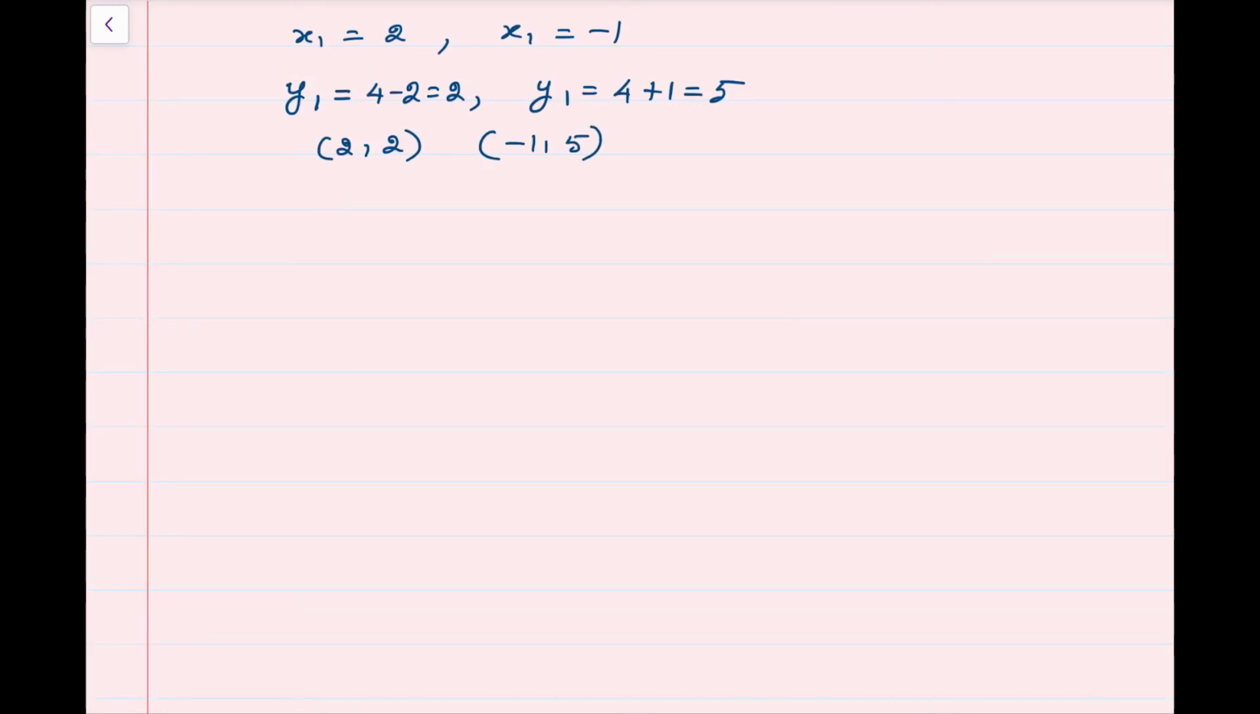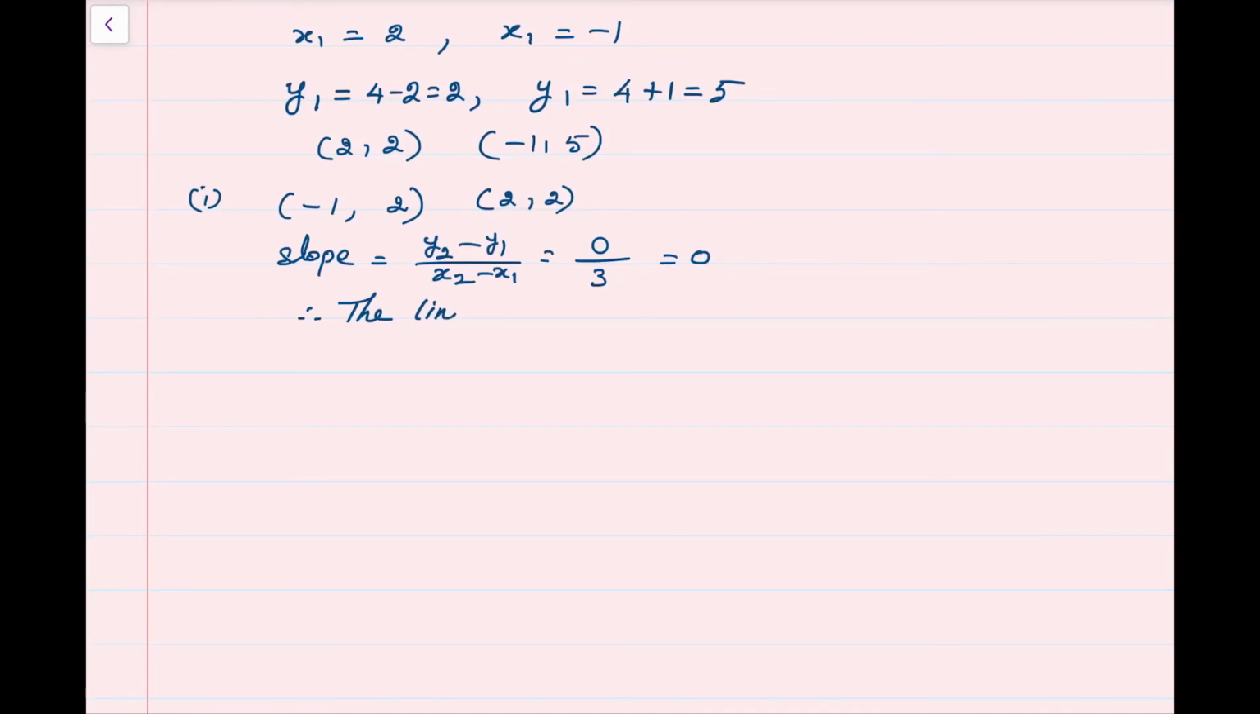We have to find the direction of the line. First answer, we will find the slope of the line joining (-1, 2) and (2, 2). So slope is equal to (y2 - y1) divided by (x2 - x1). 2 minus 2 is 0, divided by 2 minus of minus 1 plus 1, 3. The answer is 0. The slope is 0. Therefore, the line is parallel to the x-axis.